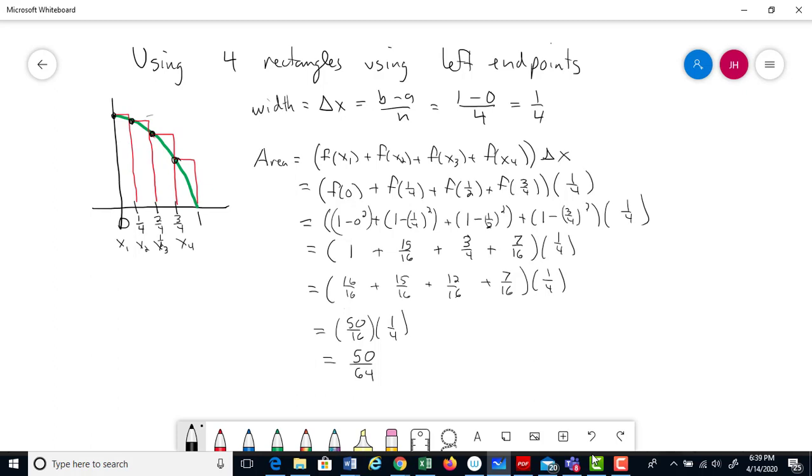Now I know that this is definitely better. It's better because I'm not adding these extra pieces here and here.